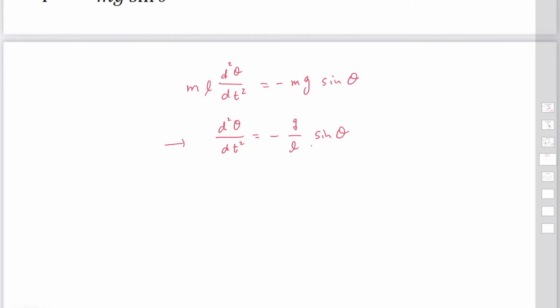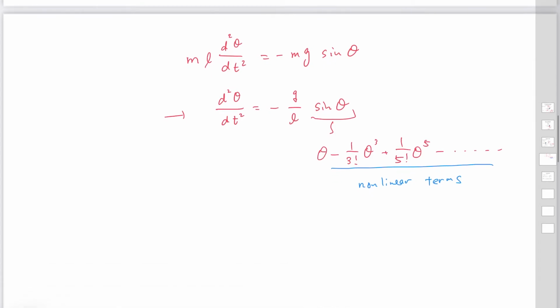As I explained, sine theta can be expressed using a Taylor series expansion. This is theta minus 1 over 3 factorial theta cubed plus 1 over 5 factorial theta to the fifth, minus and so on. Because of the existence of these nonlinear terms, this equation is a nonlinear differential equation. It's quite difficult to solve a nonlinear differential equation, so we'd like to simplify the equation using linearization.